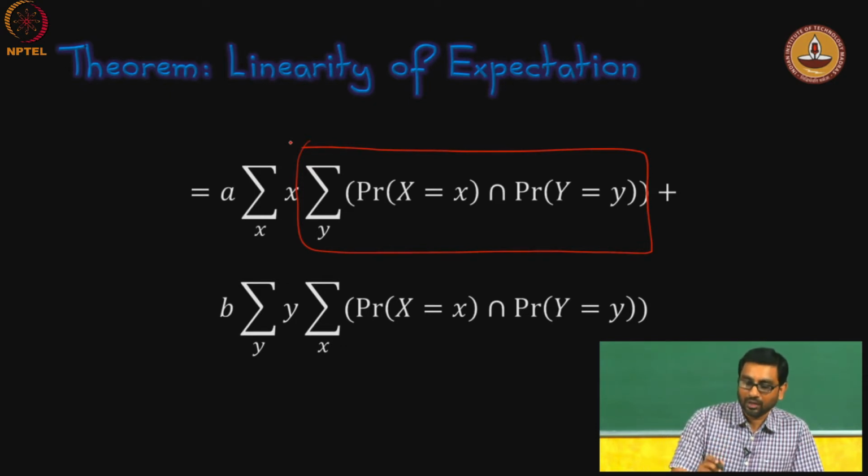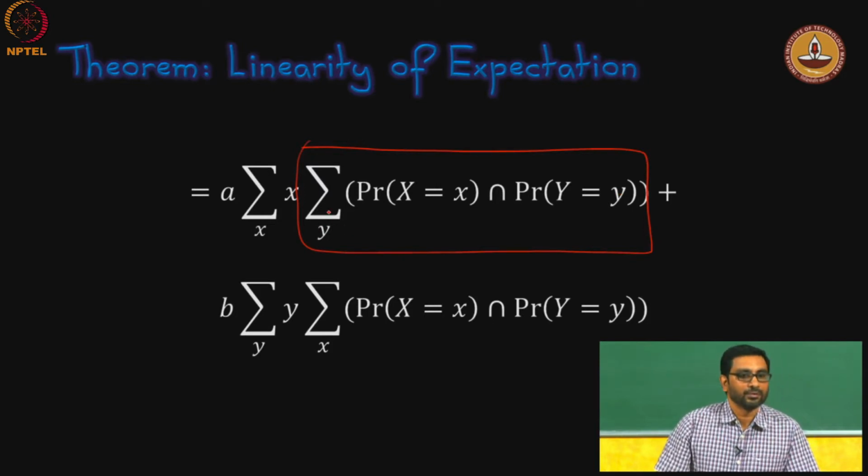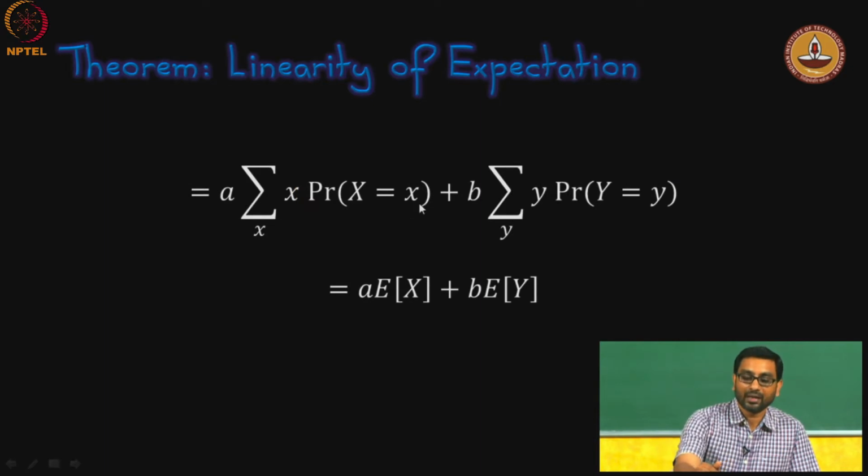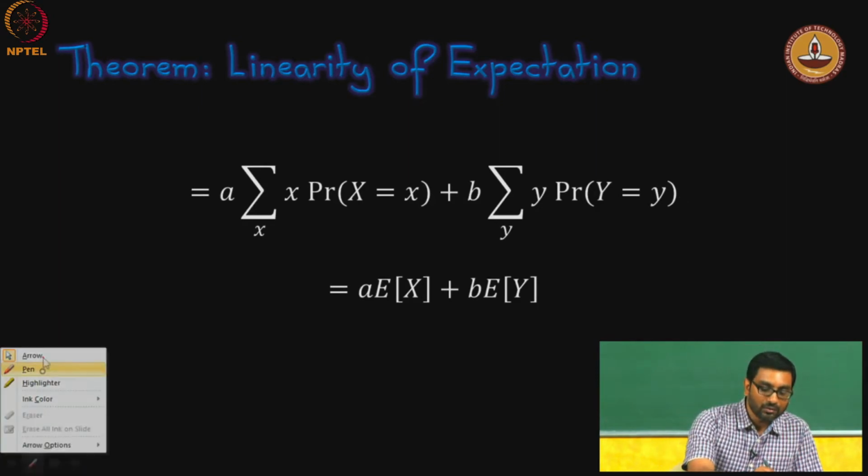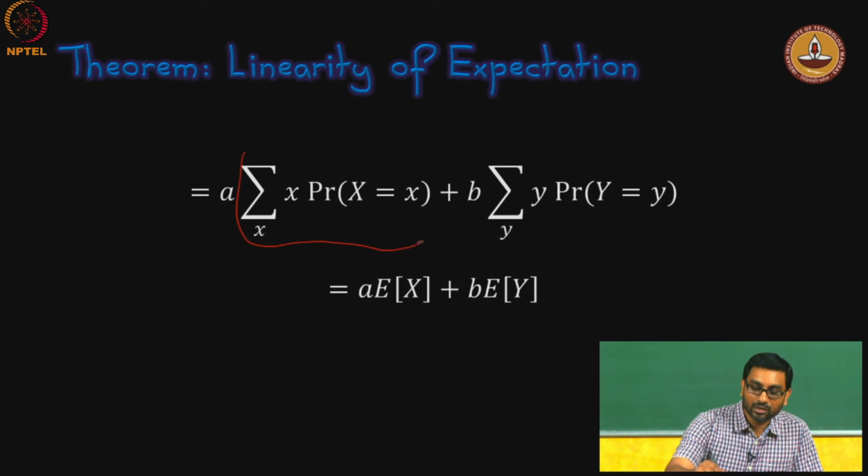And you think about it, the event x equal to x is one event, and you are summing that intersected with y equal to y for all possible values of y. What does that remind you of? It is the law of total probability. The y equal to y is going to range over the entire sample space. So, what do you get out of this? This is nothing but the probability that x equal to x, and similarly you get the probability that y equal to y over here.